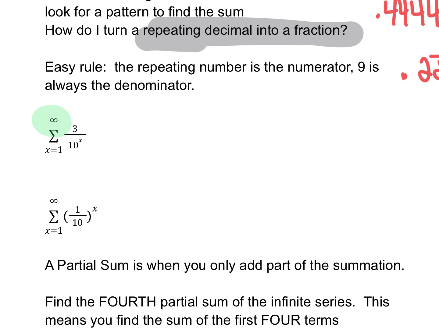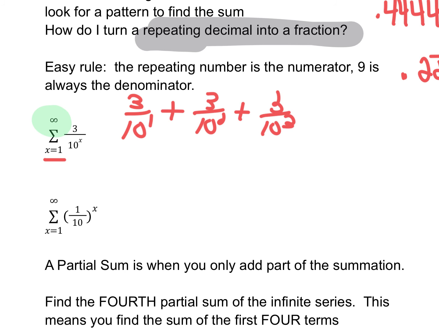So let's go ahead and find the sum of the first, like, 3 or 4 terms of this summation here. So we're going to start at our first. We're going to have 3 over 10 to the first. I'm going to write a little bit smaller. 3 over 10 to the first. We're going to add that because sigma means summation, plus 3 over 10 to the second, plus 3 over 10 to the third, plus 3 over 10 to the fourth.